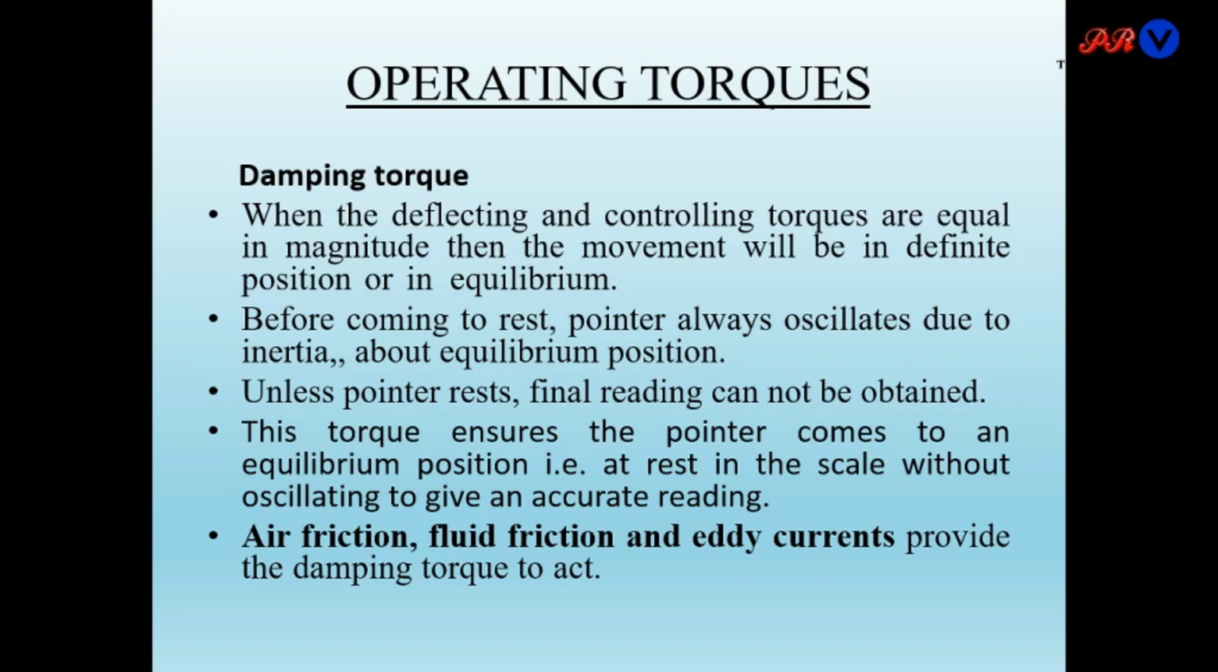This torque ensures the pointer comes to an equilibrium position, that is, at rest on the scale without oscillating, to give an accurate reading. So this is the function of the damping torque. It will make the pointer rest without oscillation so that it can give us an accurate reading. And the sources of damping torque are air friction, fluid friction and eddy currents. These provide damping torque to the system.